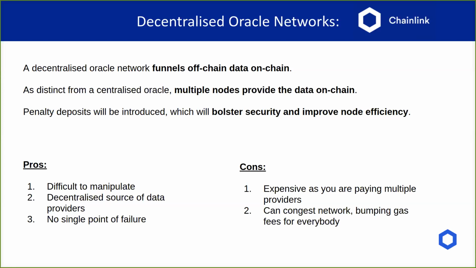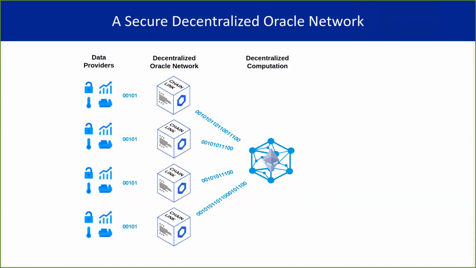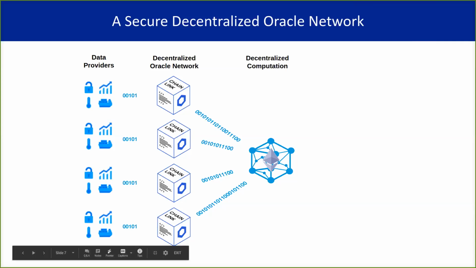The cons of using a service such as Chainlink is that it's relatively expensive as you're paying multiple providers, and you can congest the network by bumping up gas fees for everybody. With Chainlink, you're relying on multiple nodes to provide data. Therefore, if one goes down, then you will not generally have any issues.